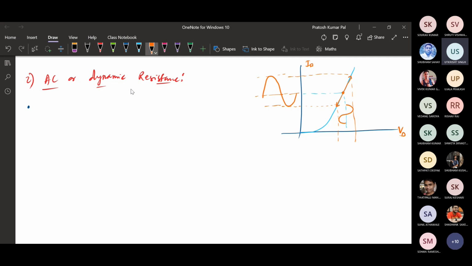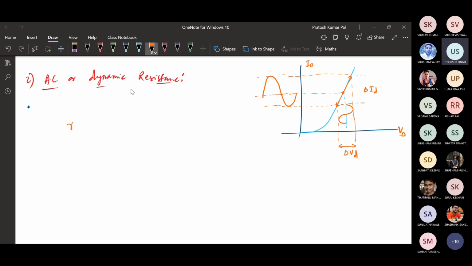With respect to this variation in operating point, the range of current is the change in current with respect to the varying input we have applied. This is the total variation in current, and at this particular range this is the total variation in voltage. So the variation in the input voltage, VD, and the variation in output current, these two terms define the dynamic resistance, or AC resistance.